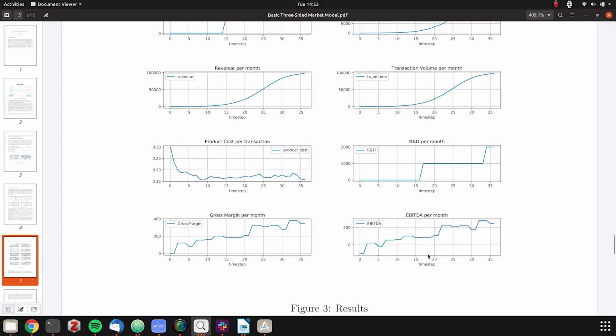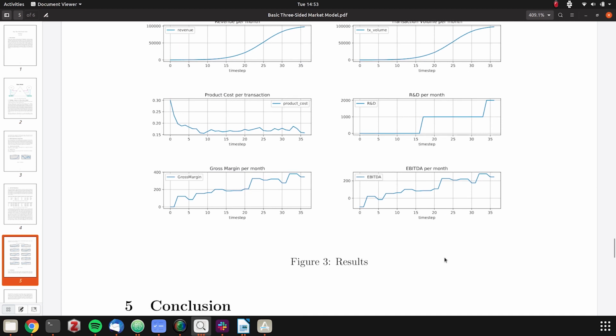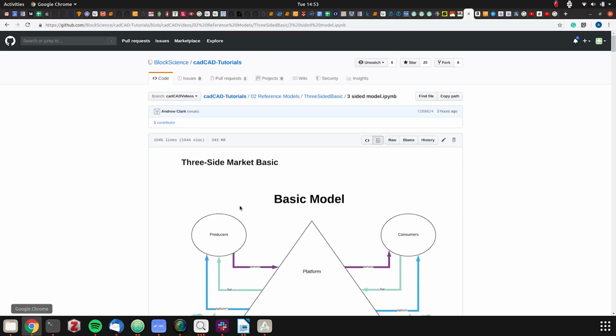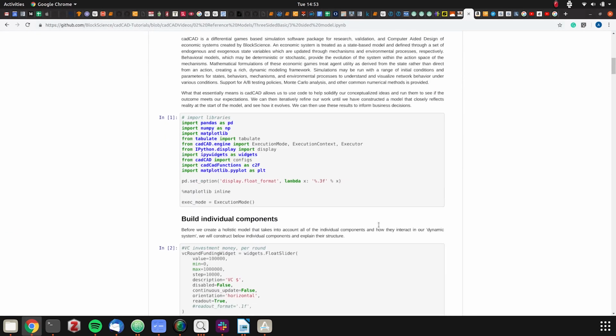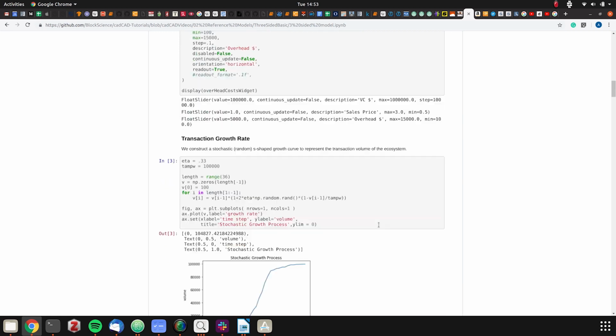And then we have gross margin per month and EBITDA, which is earnings before interest, taxes, depreciation, and amortization, which is good. These are great traditional business metrics, and they're going in the right direction. So when we slide up to our notebook here, we'll show how we built that.